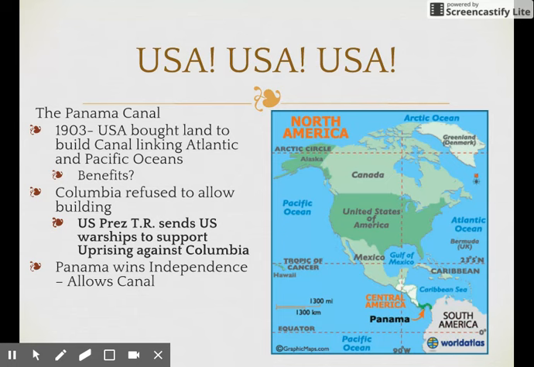The way that we're going to support them is we're going to send in warships to support their resistance. And then that Panama Canal is going to help us out tremendously over the next 100 years, and even is one of the most widely used shipping lanes in the world in 2016.